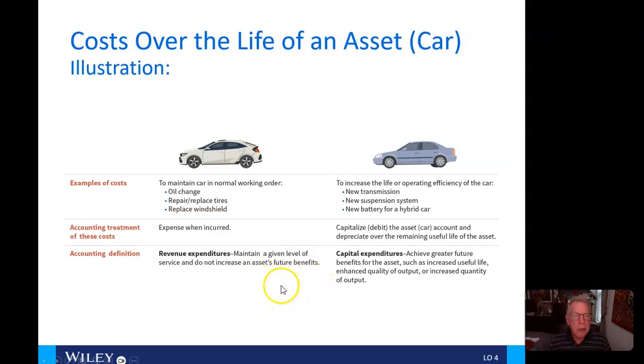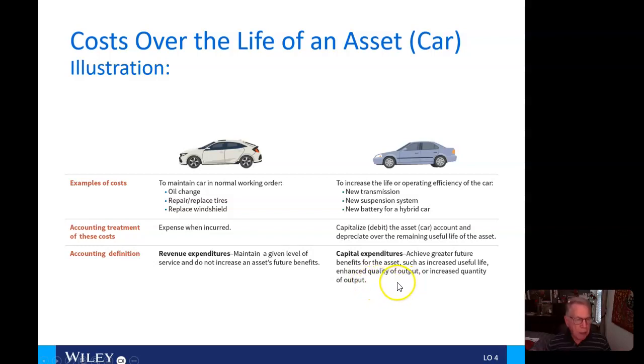And we maintain a given level of service and do not increase the asset's future benefits. However, if we put in something that increases the useful life or significantly affects the operating efficiency of the car, like a new transmission, a new suspension system, a new battery for a hybrid car, that's a major expense, we'll capitalize that into the asset with a debit and depreciate that over the remaining useful life. We may have to adjust that useful life, but nevertheless, that's how we would depreciate it.